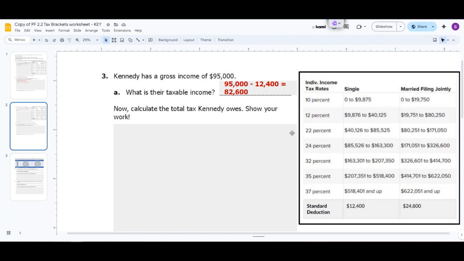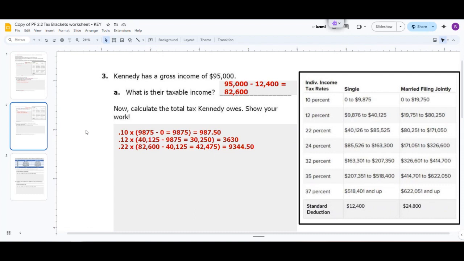All right, 82,600 falls just short of maxing out the 22% bracket. So they're going to fill up the 10% bracket. They're going to also fill up the 12% bracket. And then the remaining dollars are going to go into that 22% bracket. So for the 10%, again, they fill it up, $9,875. 10% of that is still $987.50. The 12% bracket maxes out at $40,125, but we need to subtract the dollars that went into the 10% bracket. So minus $9,875 leaves us $30,250. 12% of that is $3,630.